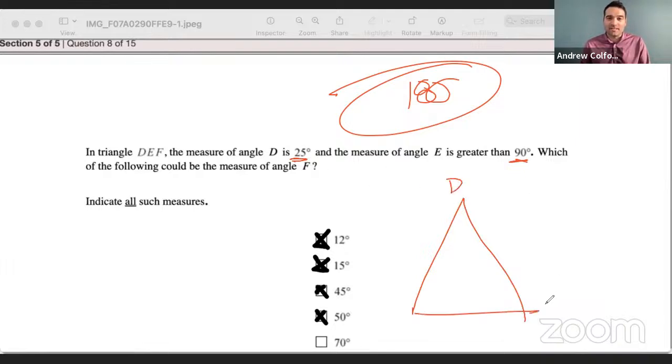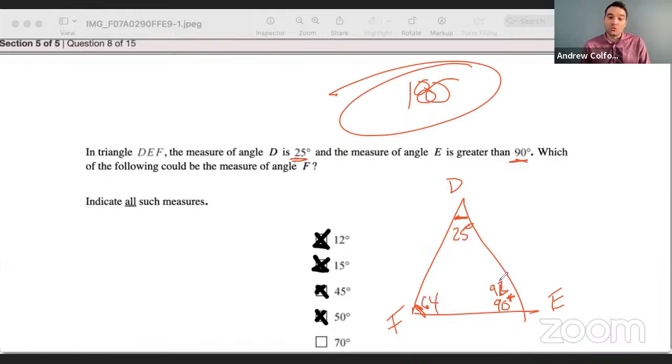So let's call that DEF. Not at all drawn to scale, I know. But if that one's 25 and this one is greater than 90, what happens if it's 91, right? Well, if it's 91, then this missing angle is 180 minus 91, 89, minus 25 is 64.